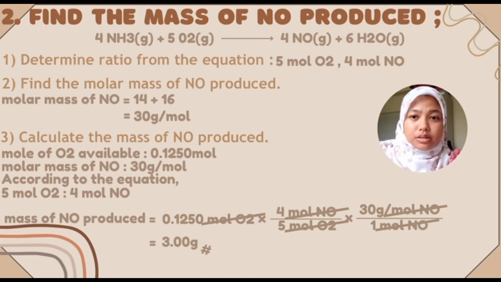The question asks to find the mass of nitric oxide produced. First, we have to determine the ratio from the equation. Second, we have to find the molar mass of nitric oxide produced. Third, we have to calculate the mass of nitric oxide produced by using the mole of oxygen available and the molar mass of nitric oxide.